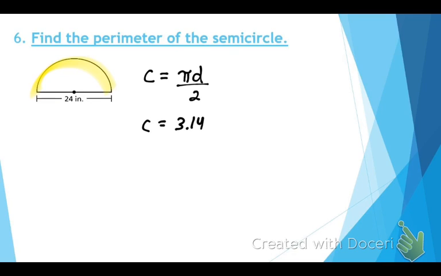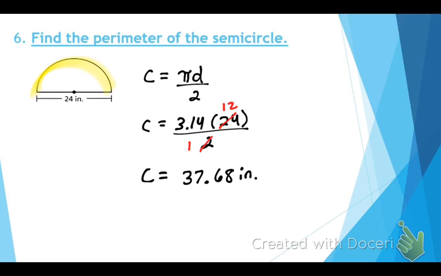Listen, if you don't have that right, just erase it and fix it. 3.14 times 24 divided by 2. Can I cross reduce? Yes. The 2 and the 24. What do they become? 1 and 12. So now we're finding the circumference of that highlighted part right there. A lot of you also got this part of the answer. What is that answer? 37.68 inches. More than half of you had this, but then you boxed the answer in.